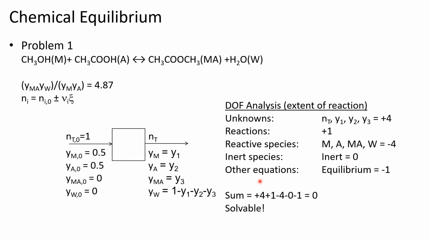And we look at other equations that we have available to us. We have 1. That's the equilibrium relationship, that the product of the methyl acetate and water mole fractions divided by the product of the methanol and the acetic acid mole fractions is equal to 4.87. So it's one additional equation. We'll put a minus sign in front of it when we do the sum, and we sum these all up. We have a plus 4 from the unknowns, a plus 1 from the reactions. We'll subtract off the 4 independent reactive species. We have no inerts, so there will be no contribution from that. And finally, we have the 1 equilibrium relationship, and when we sum this all up, we get 0. So the problem is solvable.